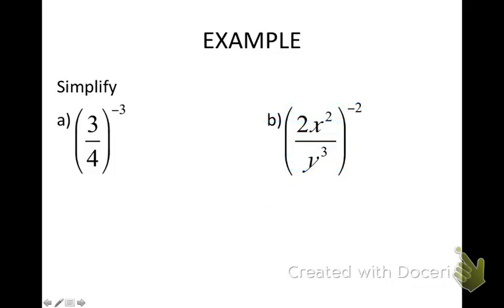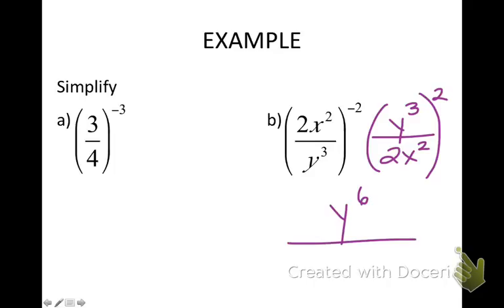Okay, next one. 2x squared all over y to the 3rd, all to the negative 2. What can I do to make it become positive? Flip it. So y to the 3rd goes to the numerator. Don't change the signs of the exponents on the numerator and the denominator. Just flip it to make that become a positive. So now we're going to get y to what power? Y to the 6th over 2 squared, just 4, x squared squared is x to the 4th.